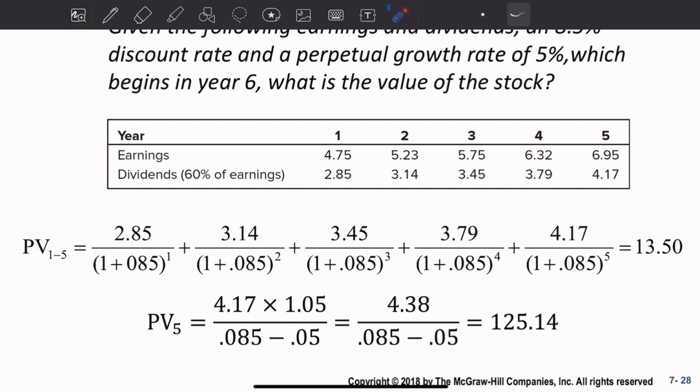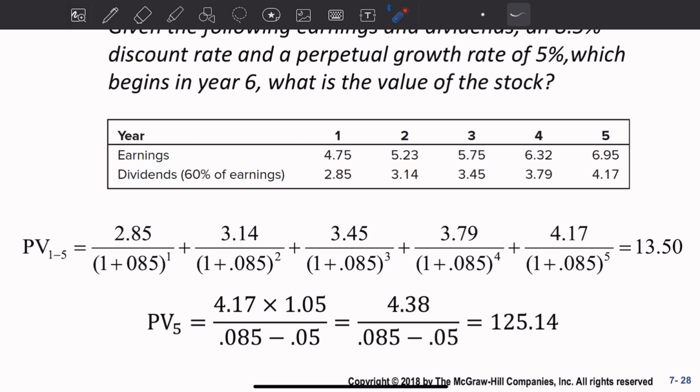Okay, that means that the dividend that is expected to be received at year 6 is going to be $4.38. And then we divide that by R minus G, R being 8.5% minus the dividend growth rate of 5%. Okay, we got $125.14.